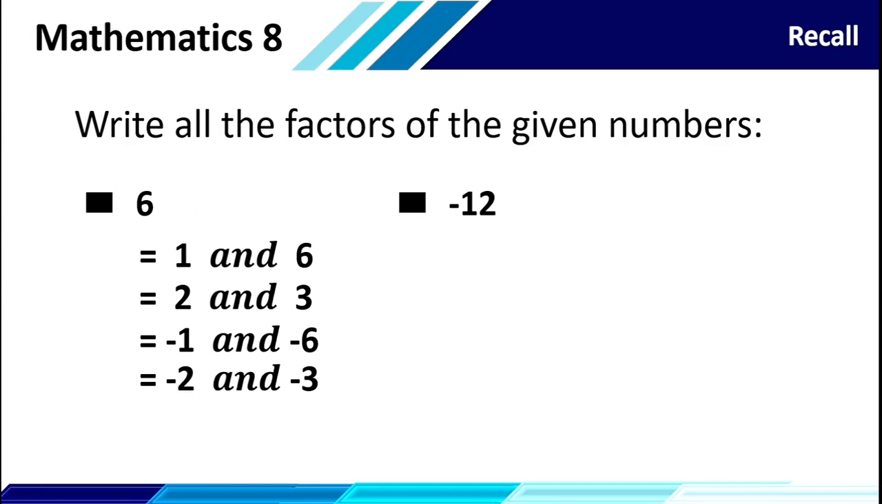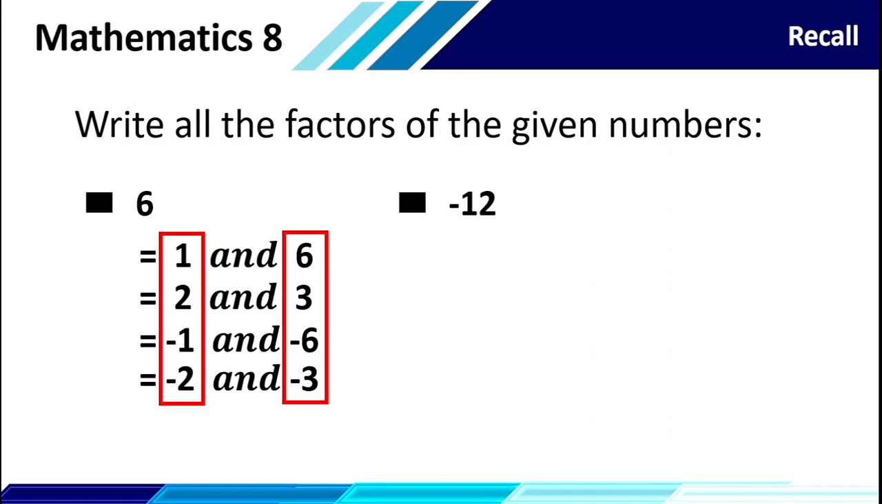When we multiply 1 and 6, we will have a product of 6. When we multiply 2 and 3, we will have a product of 6. When we multiply negative 1 and negative 6, we will have a product of positive 6. And lastly, when we multiply negative 2 and negative 3, we will have a product of positive 6. These numbers are called factors.